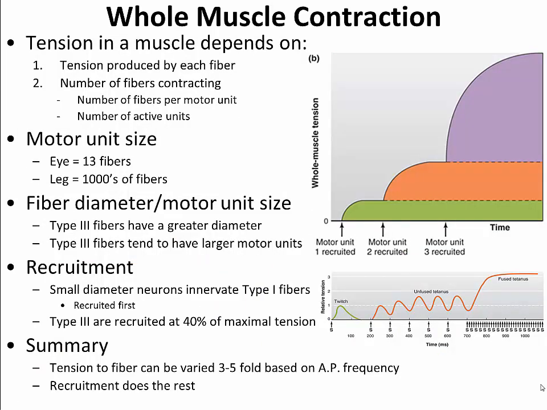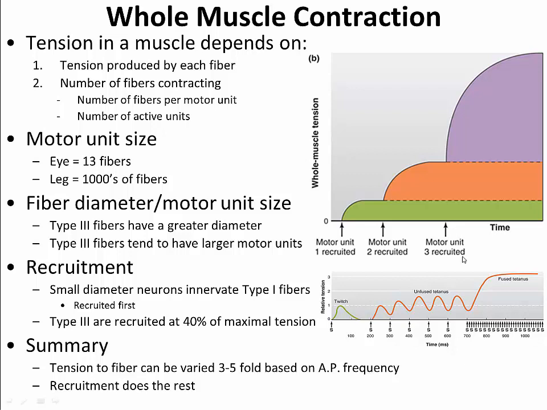Interestingly, the tension that's generated in a whole muscle depends on two things: number one, the tension that's produced by each fiber that composes that muscle, and number two, the number of fibers that are contracting at any given time. Now, as we've discussed previously, fibers can only be recruited via a motor unit. And so a motor unit is either activated or not. There is no partial activation of a motor unit. And therefore, the number of fibers contracting depends on how many motor units are active in a particular muscle and how large each of those motor units are.